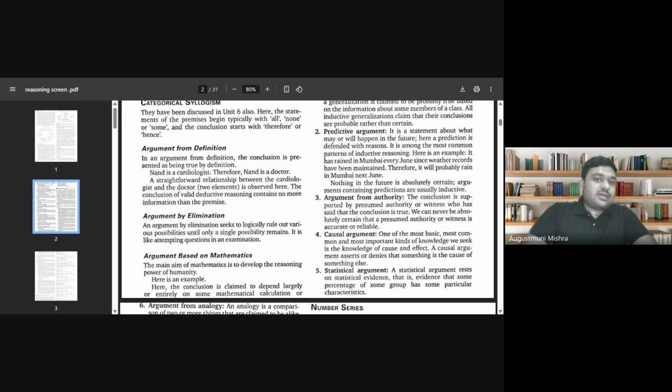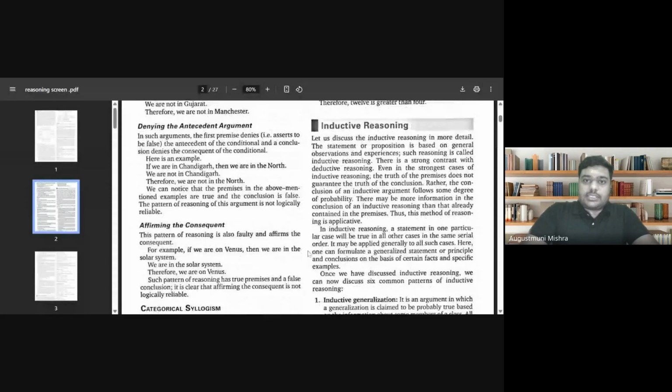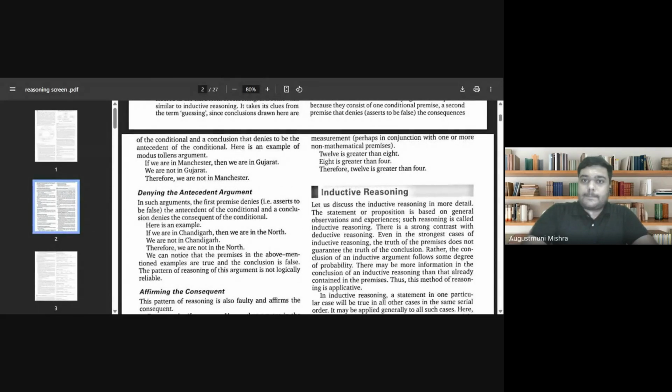Now here is another one, that is arguments based on mathematics. This is also very important. The main aim of mathematics is to develop the reasoning power of humanity, is an example. See, I'm highlighting that sentence.